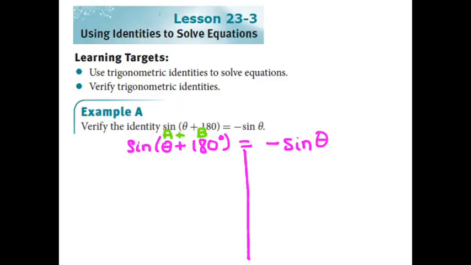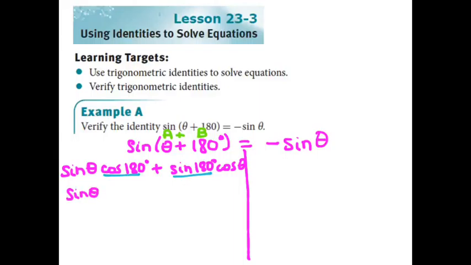So sine of a plus b is equal to sine of a, which would be sine of theta, times cosine of b, or cosine 180 degrees, plus sine of b, so sine of 180 degrees, times cosine of a, cosine of theta. Now I notice here that I've got a couple values that we know from our unit circle, cosine 180 and sine 180. So let's substitute those values in. I have sine theta times the cosine of 180 degrees, and that's going to be -1, plus the sine of 180 degrees, which is 0, times cosine theta.